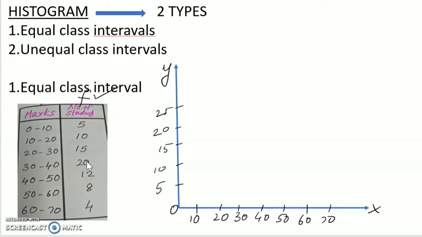The first class interval is 0 to 10. In 0 to 10 the number of students is 5, that is the frequency. So till here we have to mark the first one, and the second, 10 to 20, then 10.